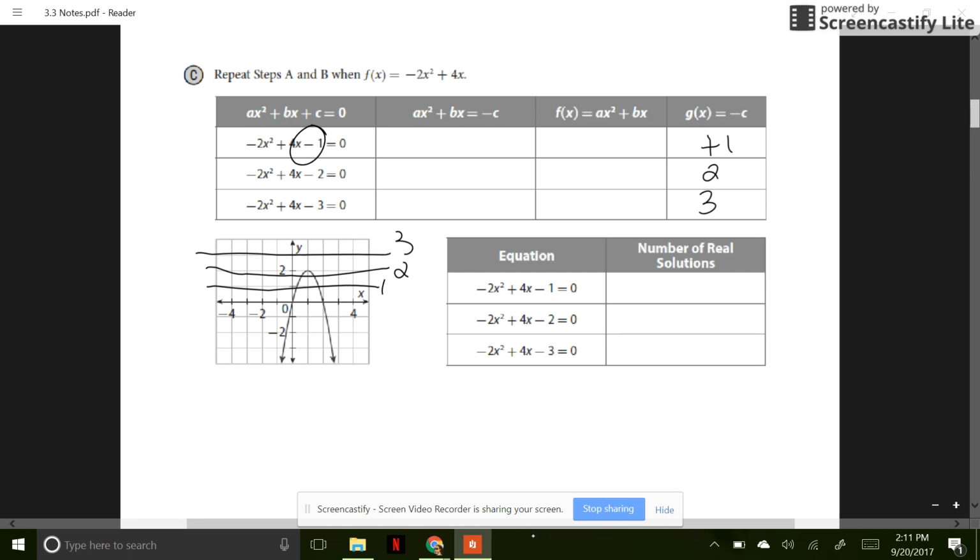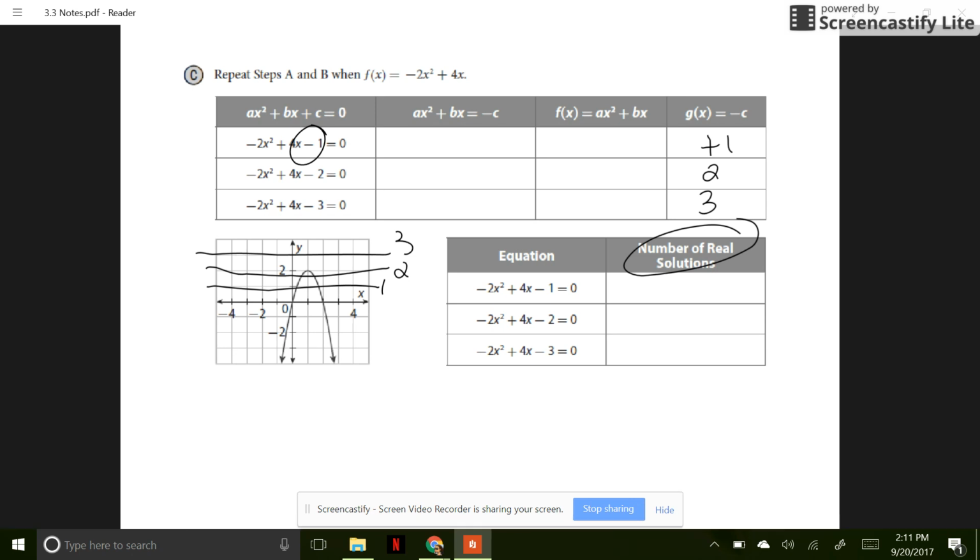Similar idea here, we're looking for the number of real solutions. So how many times does our horizontal line cross the function? Well, when our horizontal line was at 1, it crosses twice. At 2, it touches it exactly 1 time. And then at 3, it's not touching it at all.